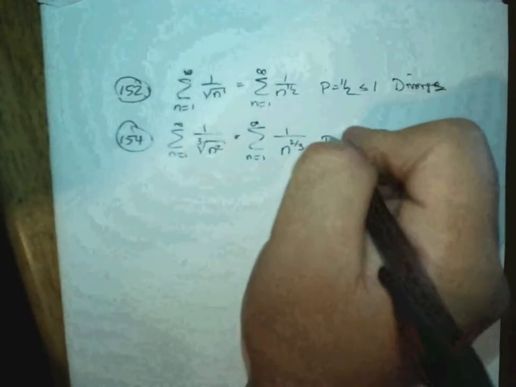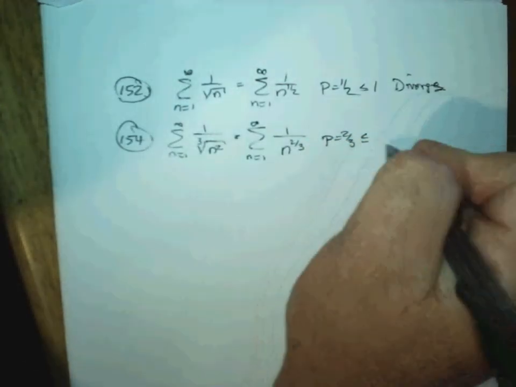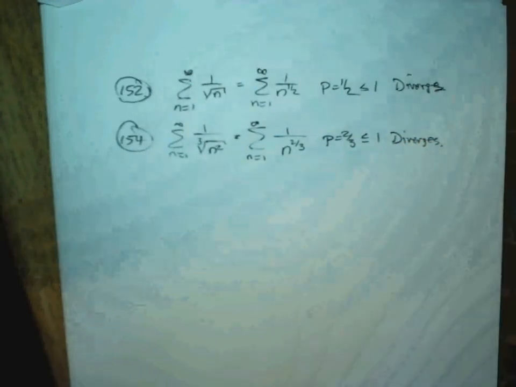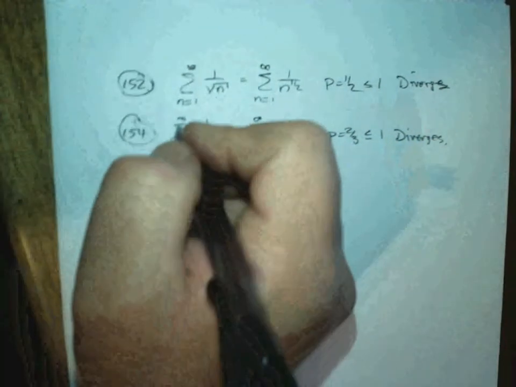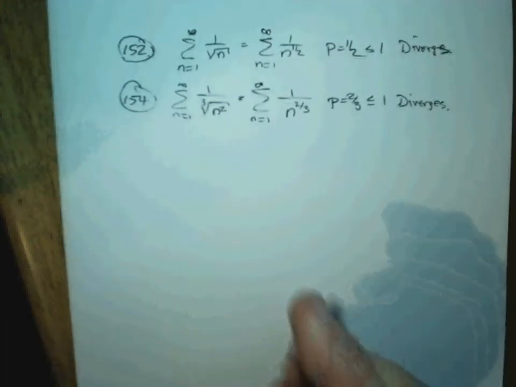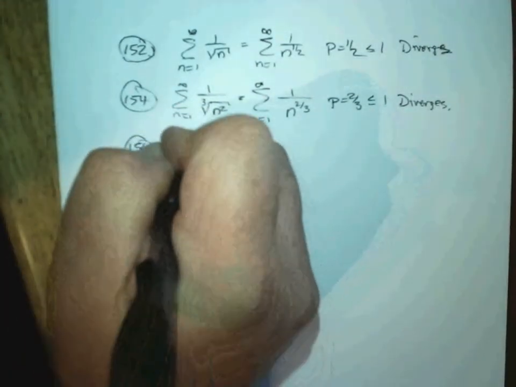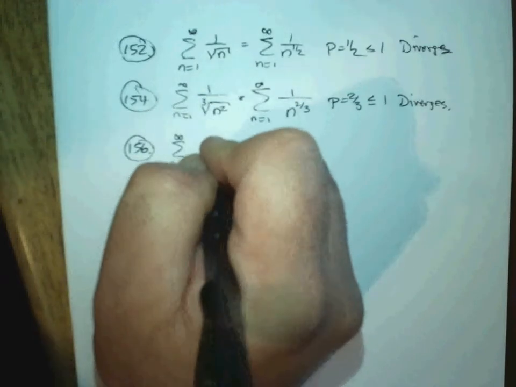Cubed root of n squared is n to the 2/3 power. P is 2/3, less than or equal to 1, diverges. Very nice and easy test, isn't it? 156.